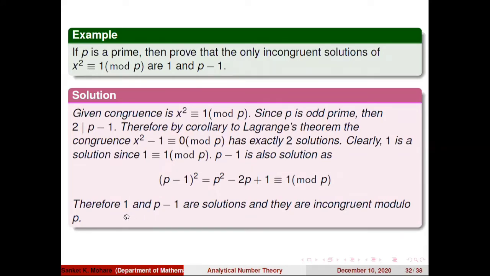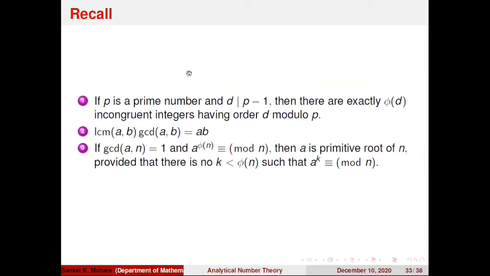So we got this example. Now let's move to the next theorem. Before that, recall the facts. Suppose a and b are two positive integers.